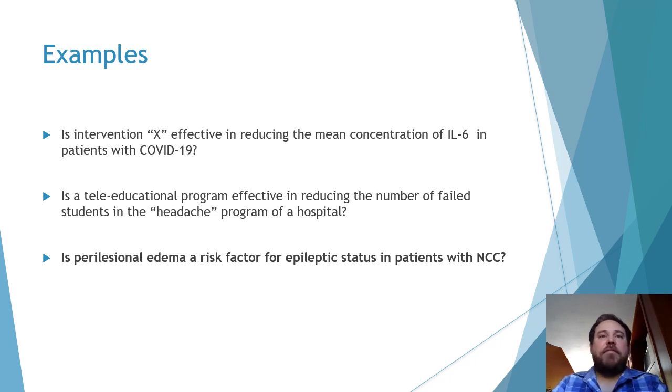And examples of research questions can be as follows. Is intervention X effective in reducing the mean concentration of interleukin-6 in patients with COVID-19? Okay, so from this we can take two main variables. The intervention, that is intervention X: whether or not the patient has this intervention is a qualitative variable, okay? It's a nominal variable, yes or no. And for reducing the mean concentration of interleukin-6, the word mean is giving you the clue that this is going to be a continuous variable.